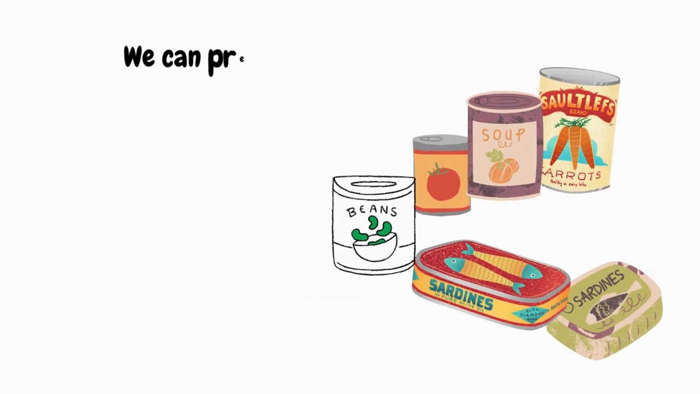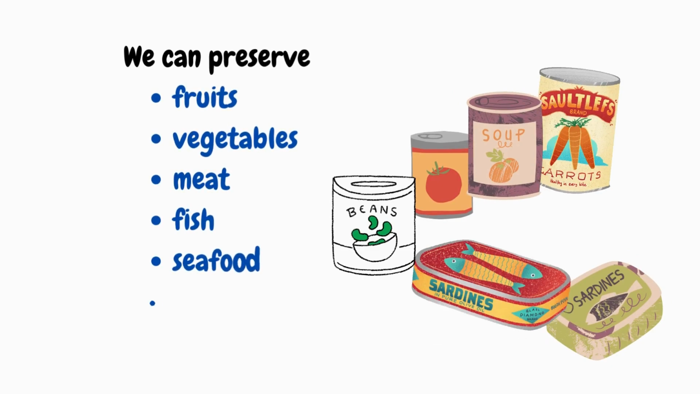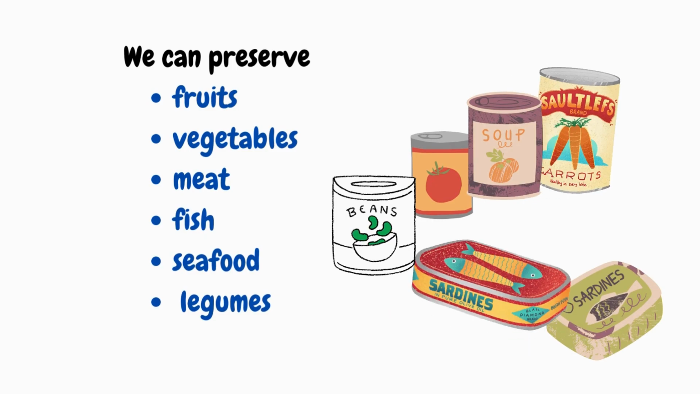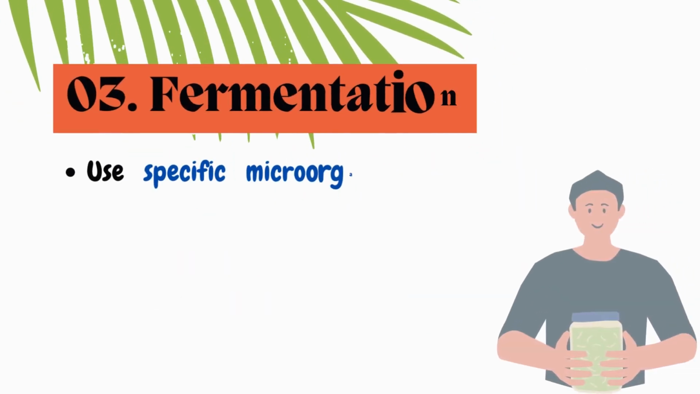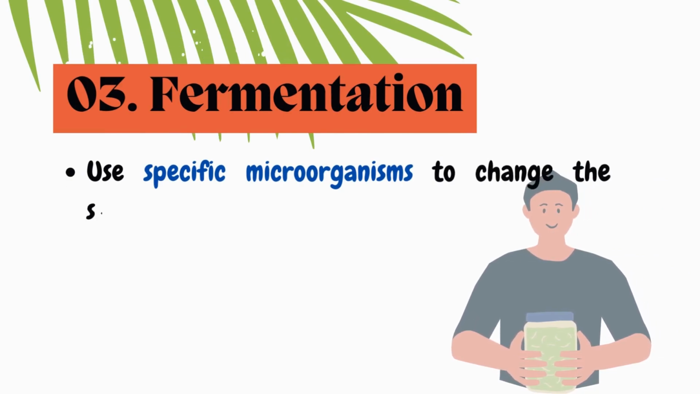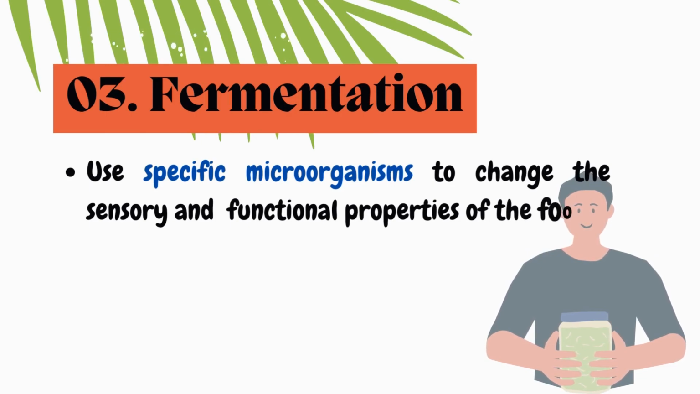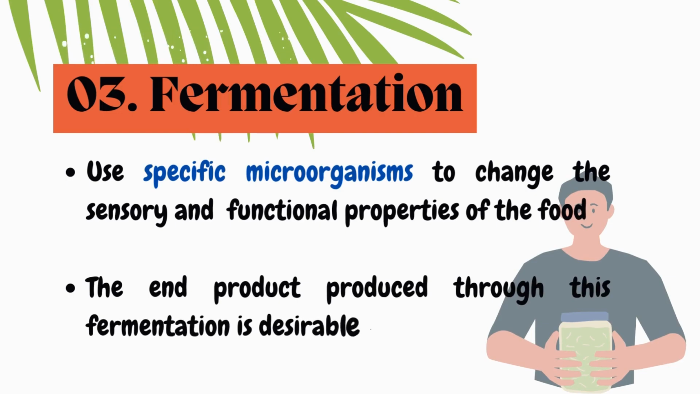Which types of foods can we preserve by using a canning process? We can preserve fruits, vegetables, meat, fish, seafood, and legume-like foods by using this method. The next preservation method we are going to discuss today is called fermentation. In the fermentation process, what we are doing is we are using specific microorganisms to change the sensory properties like odor, flavor and functional properties of the food.